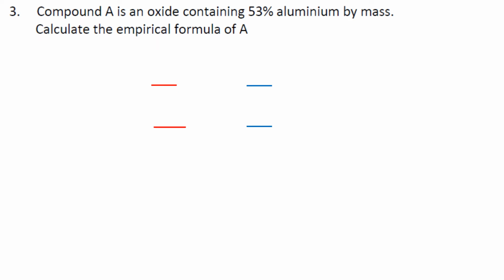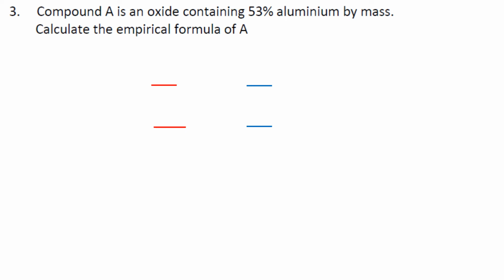Okay, another example here. They've said it's an oxide of aluminium and 53% of it is aluminium. So it means it's going to be some type of aluminium oxide. So your two columns should be aluminium and oxygen. So pause the narration, see if you can work through this one.